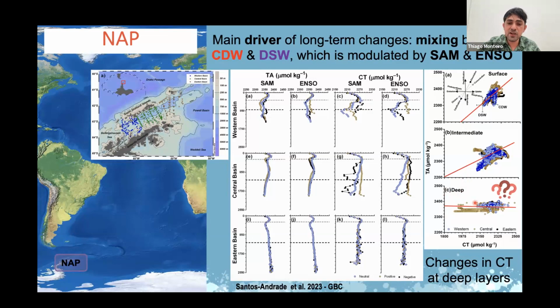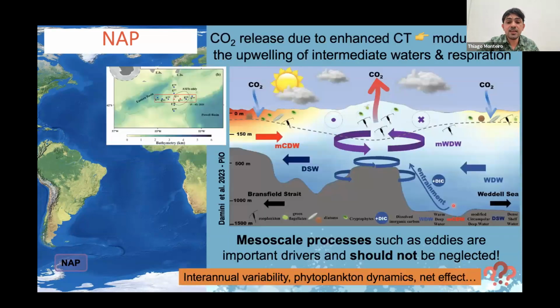So probably this is because of the mesoscale process that is important along the northern Antarctic Peninsula, as we can see in this study by many collaborators this year. They explored the role of the mesoscale eddy in the carbonate system. And what they discovered was that the CO2 release is due to the enhanced dissolved inorganic carbon that is modulated by the upwelling of intermediate waters and the respiration.